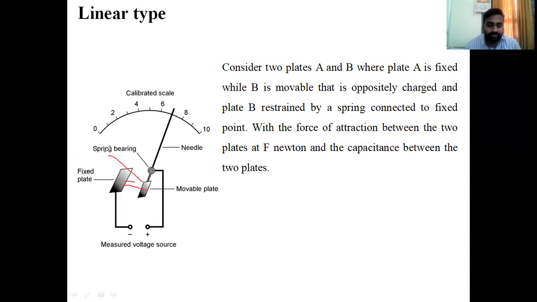What will happen? The needle will start deflecting here in this direction, and the deflection torque is created. Similarly, after the needle reaches a particular magnitude of measurable value, controlling torque is created in the counter direction. This is the controlling torque, T suffix C. Controlling torque is achieved with the help of this particular control spring.